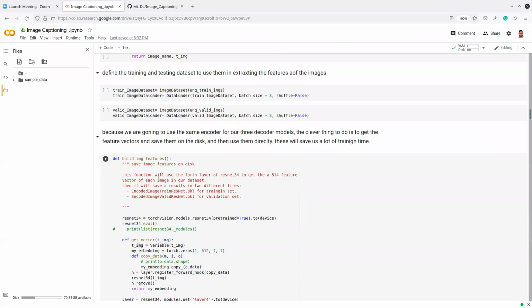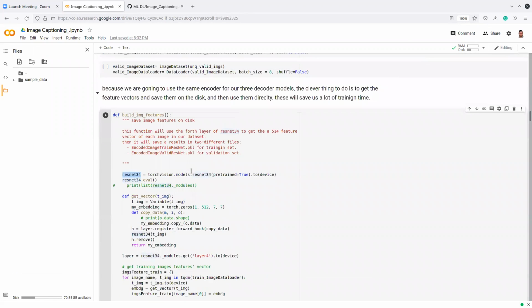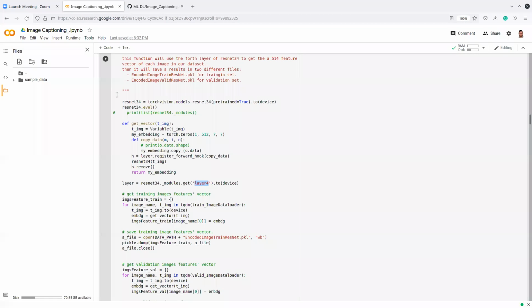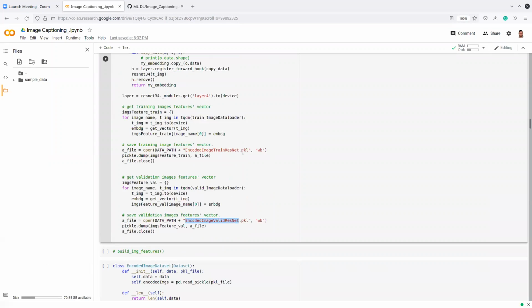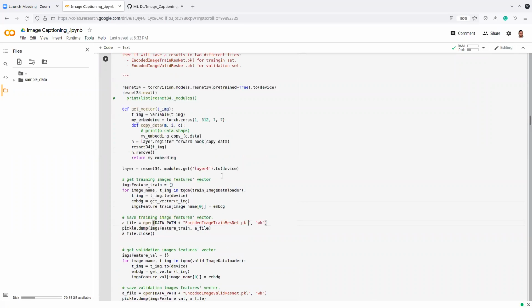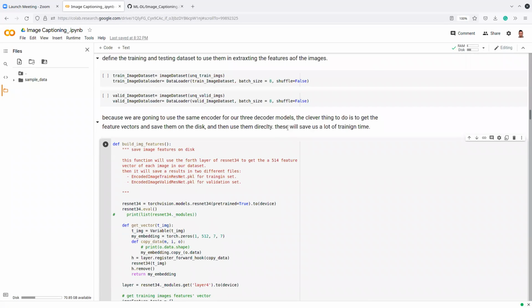For images, I built the image features from a ResNet 34. The idea is I took ResNet 34, took the 4th layer, then ran this model on our images and saved the result into 2 different files. So each time I'm going to train my models, I just get the feature vector immediately without putting the model on the GPU or something like that. This helps us save a lot of training time.